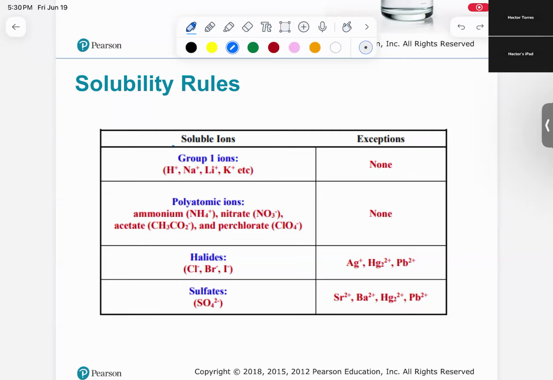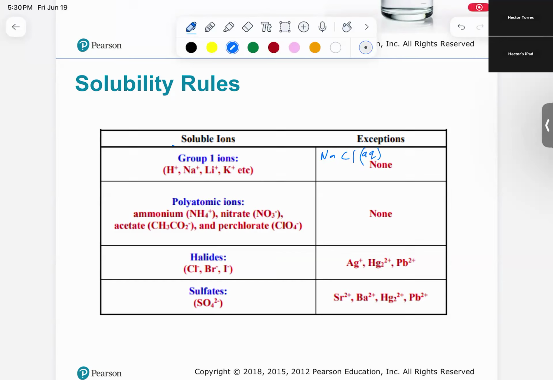Let's think of some examples. NaCl. Na is one of the group 1 ions, and then it's bound to Cl, but no matter what it's bound to, it's going to be soluble. So this one is always going to be aqueous.